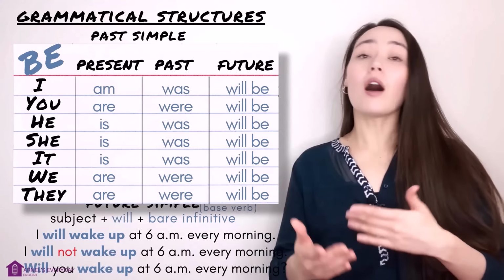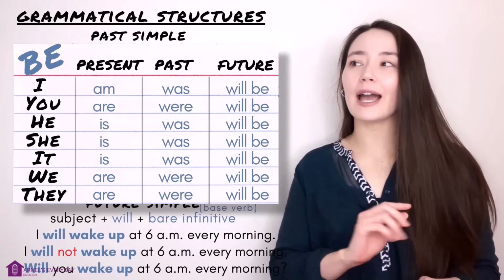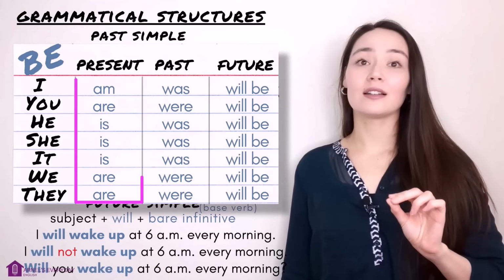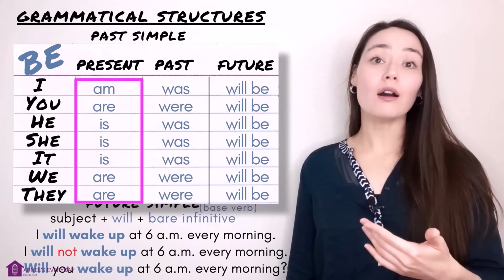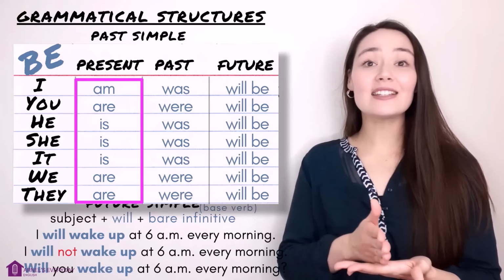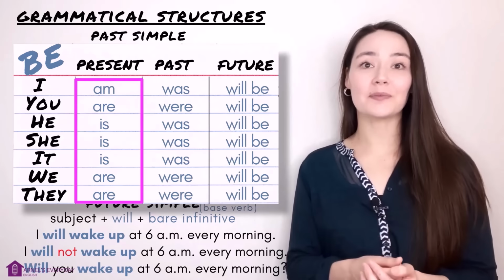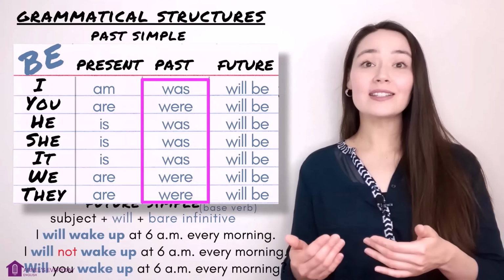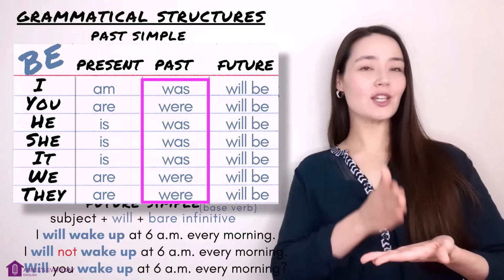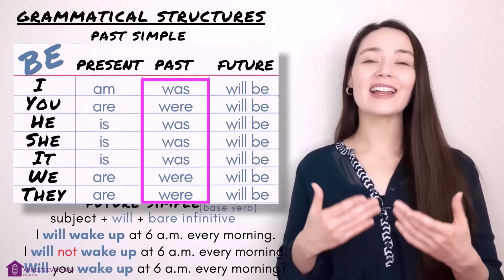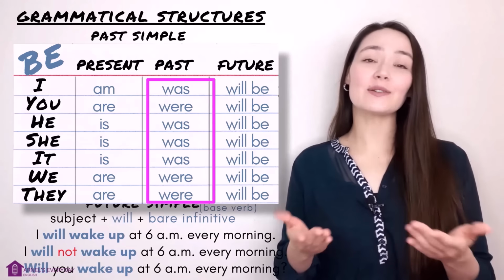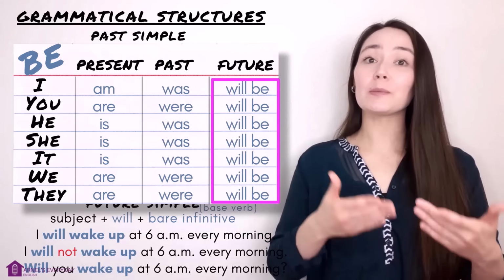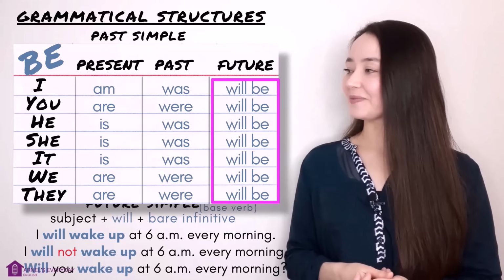Be is the most common verb in English, so let's take a look at a mini reminder. Be in the present. I am, you are, he, she, it is, we are, they are. Be in the past. I was, you were, he, she, it was, we were, they were. And in the future, it's the same. I will be, you will be, etc.